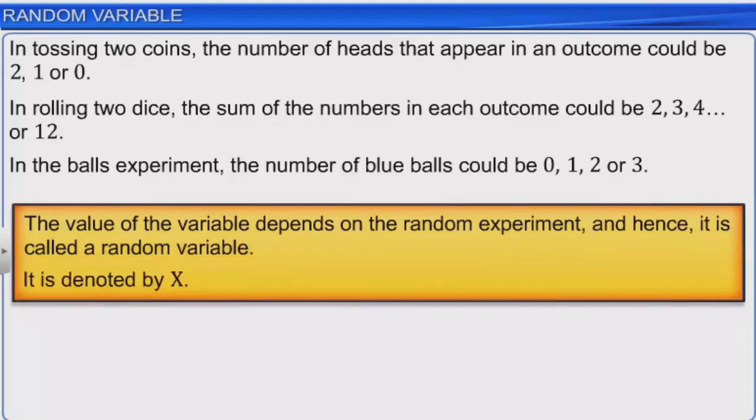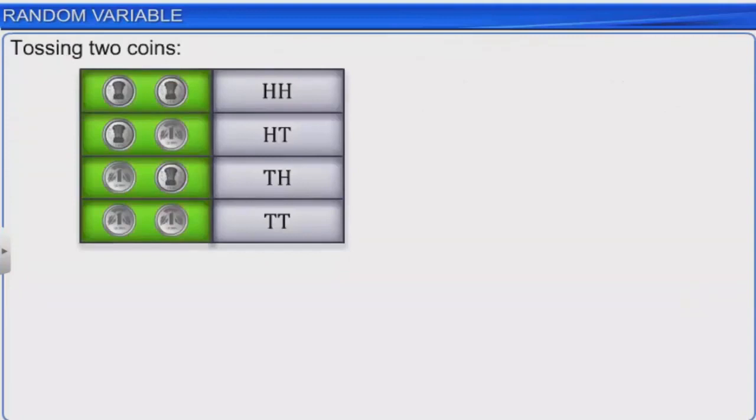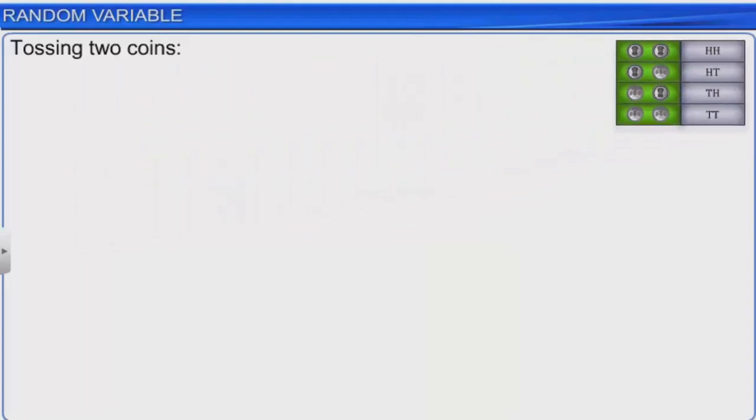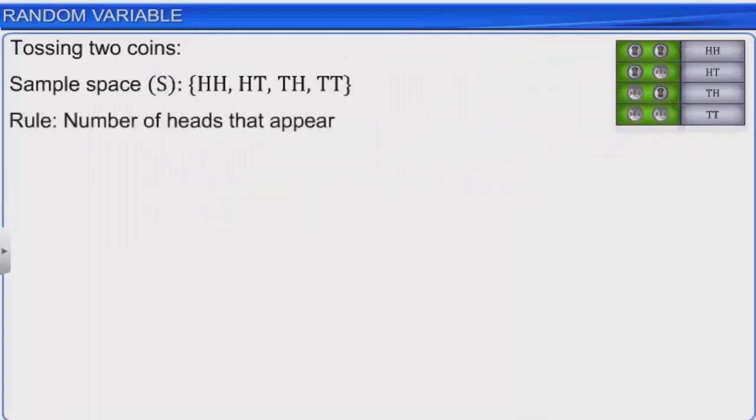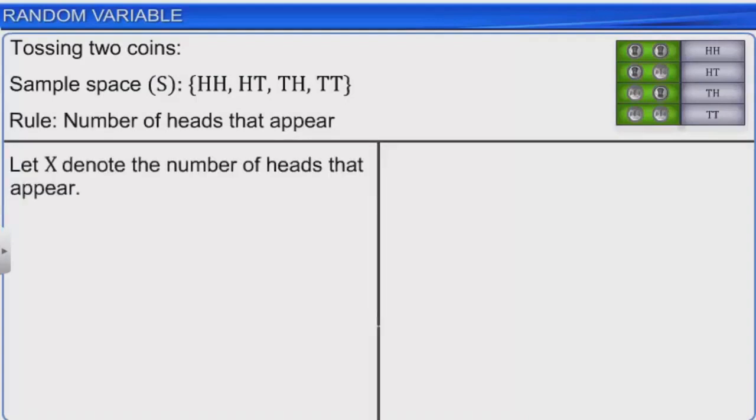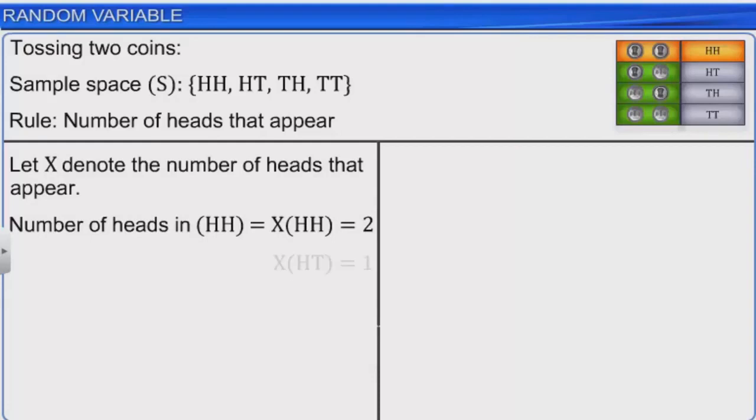Let's review again the experiment in which 2 coins are tossed. The outcomes are HH, HT, TH, and TT. Thus, the sample space of the experiment is as shown. Let's assign a rule, the number of heads that appear. If X denotes the number of heads that appear, then X of HH is 2, X of HT is 1, X of TH is 1, and X of TT is 0.